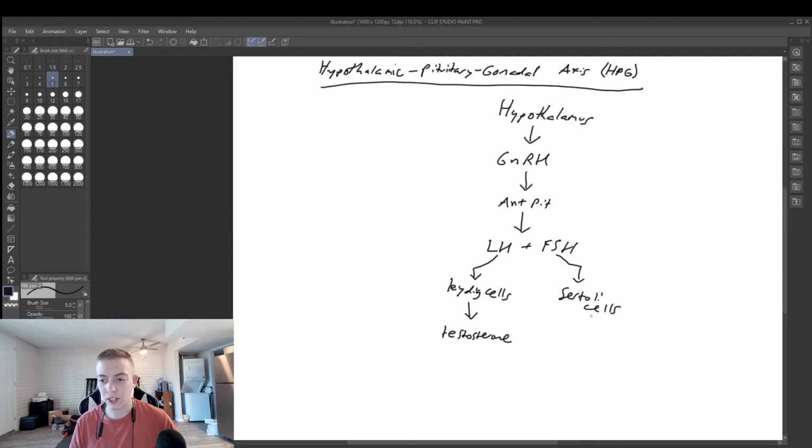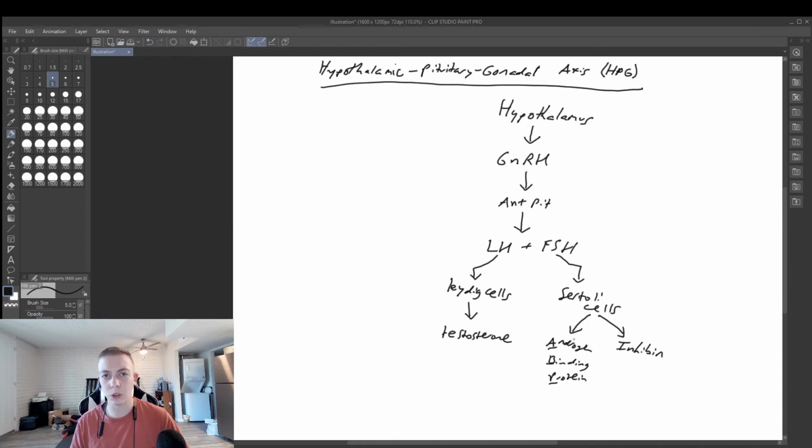I know in the previous video about Sertoli cells, we talked about MIF, but we're going to talk about two different hormones today from the Sertoli cells. And these are inhibin. So very similarly to the ovarian pathway, we have inhibin that is produced by the Sertoli cells. And we also have a molecule called androgen binding protein, also known as ABP.